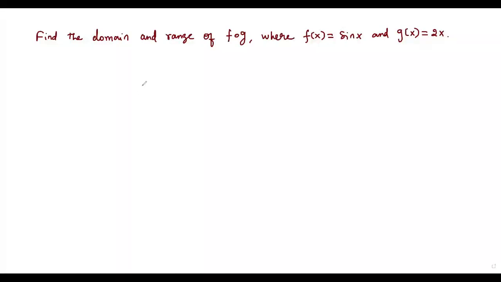Here we have a problem on finding the domain and range of a composite function, that is f∘g, where f of x equals sin x and g of x equals 2x. Now let's see how to find the domain of this composite function f∘g. For that, first we have to write the formula for the composition of two functions, that is f∘g equals f of g of x.